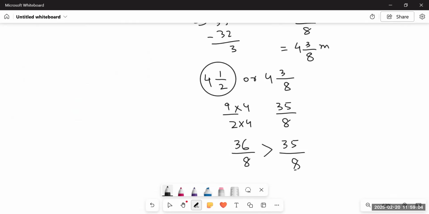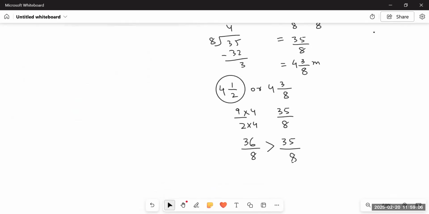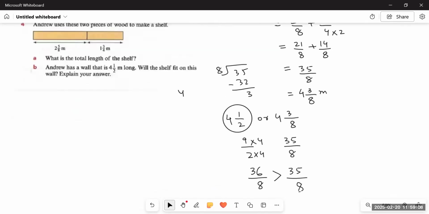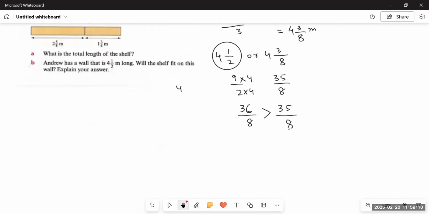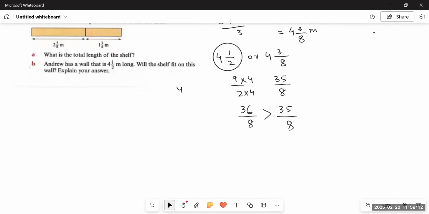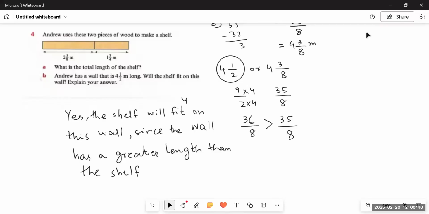And 4 whole 1 upon 2 expresses the length of the wall. It means 4 whole 1 upon 2 is greater than 4 whole 3 upon 8. So we can say that yes, the shelf will fit on the wall since the wall is greater in length. Okay, so we'll write the answer as yes, the shelf will fit on this wall since the wall has a greater length than the shelf.